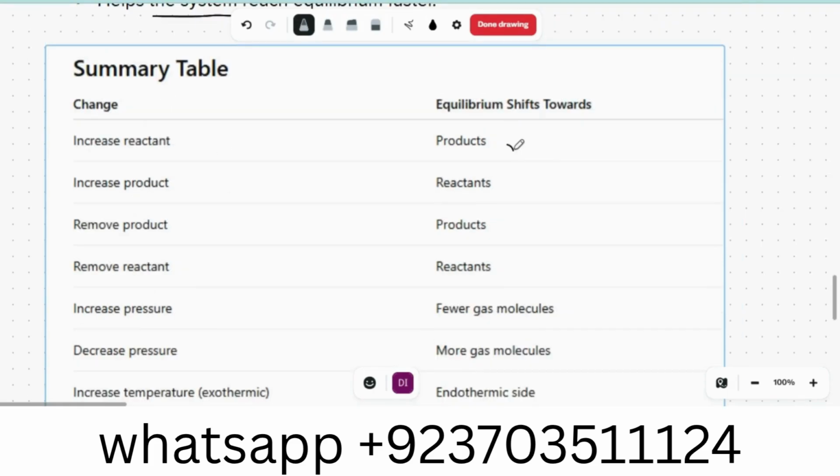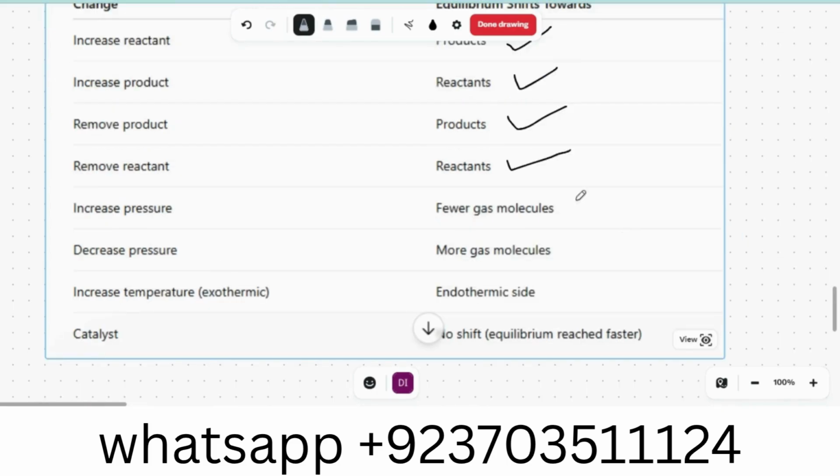So, change and equilibrium shift. Increase reactant, product will increase. Increase product, reactant will increase. Remove product, so less product, so more product will be formed. Remove reactant, more reactant will be formed. Increase pressure, fewer gas molecules. Decrease pressure, more gas molecules. Temperature: increase temperature for an exothermic reaction, it will move to the endothermic side. Catalysts don't shift anything, they just make it quicker.